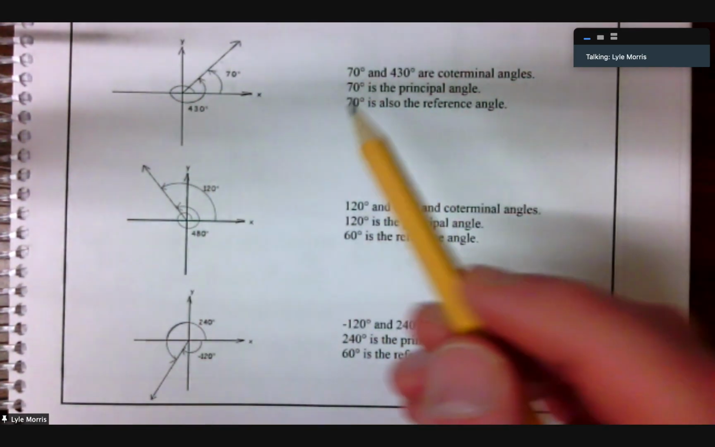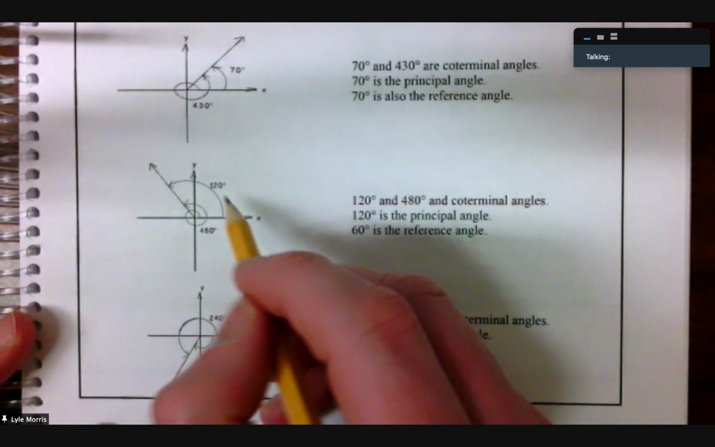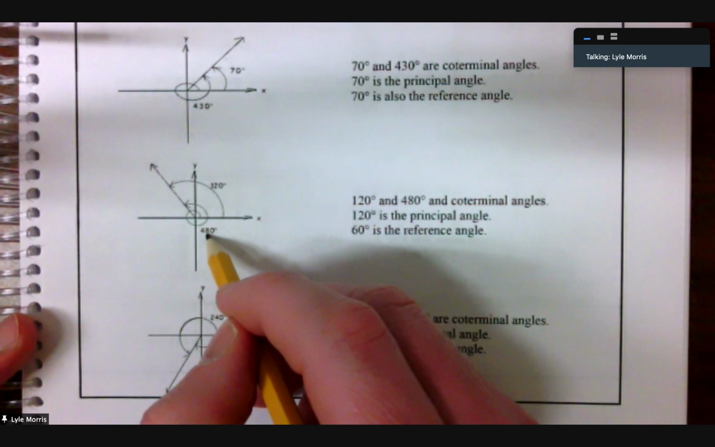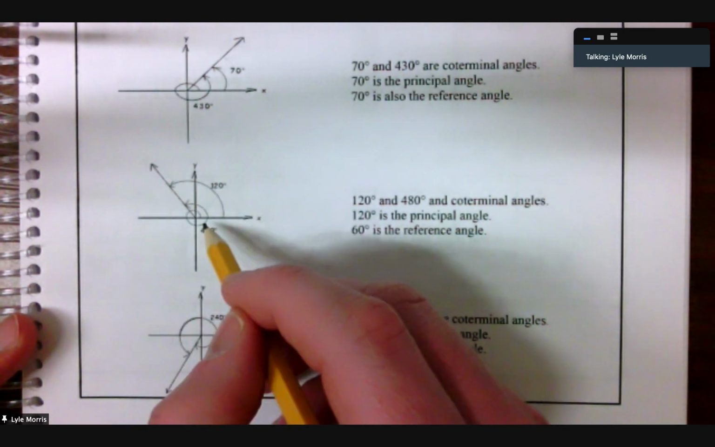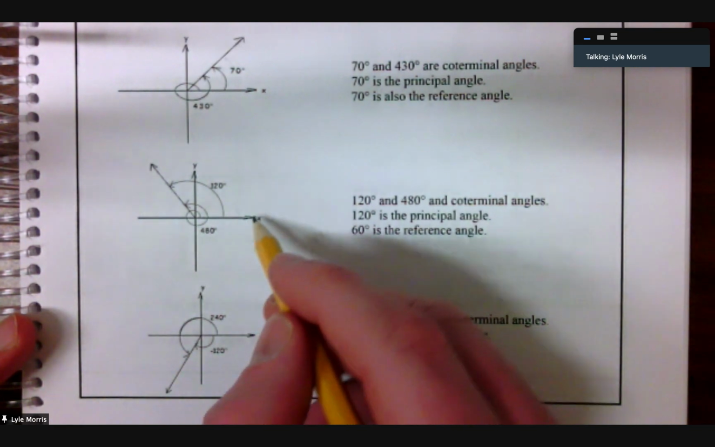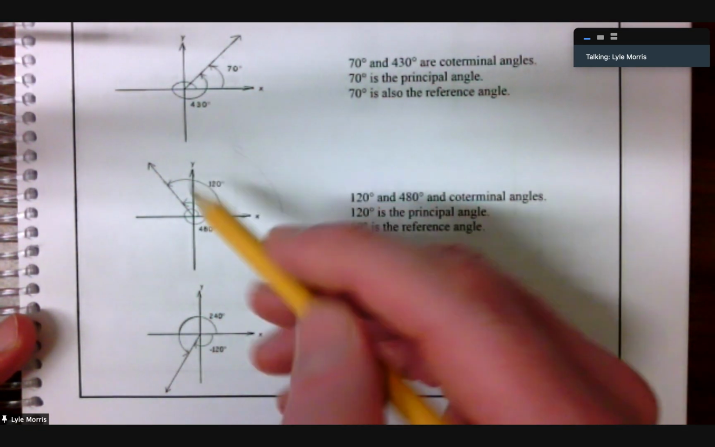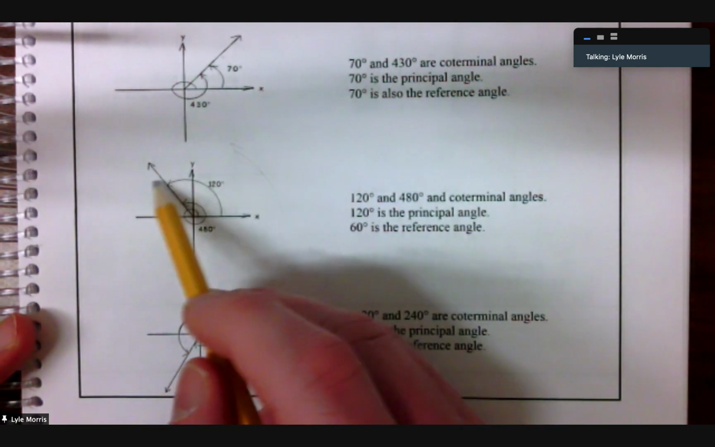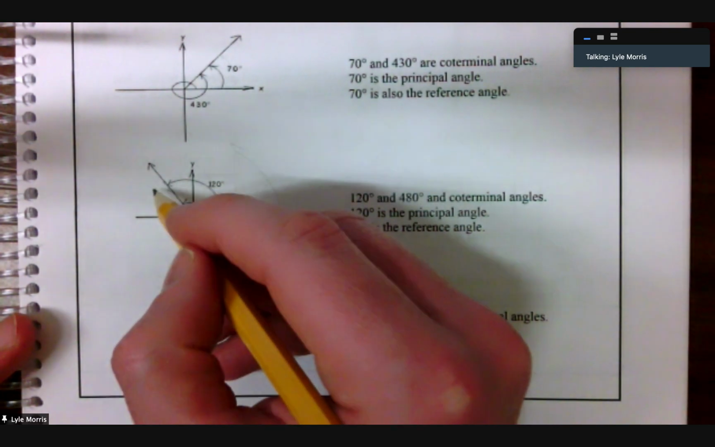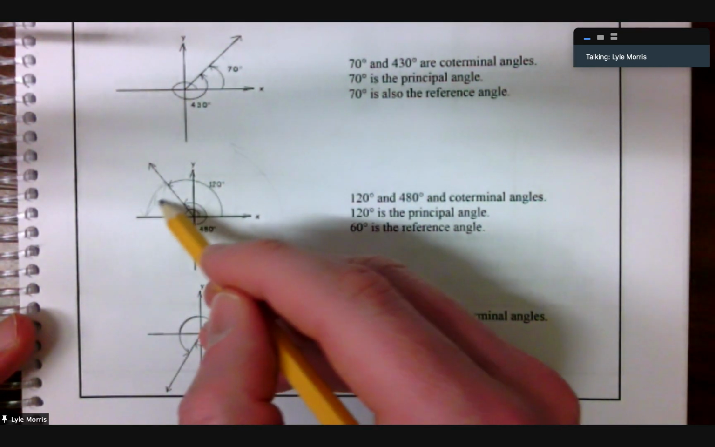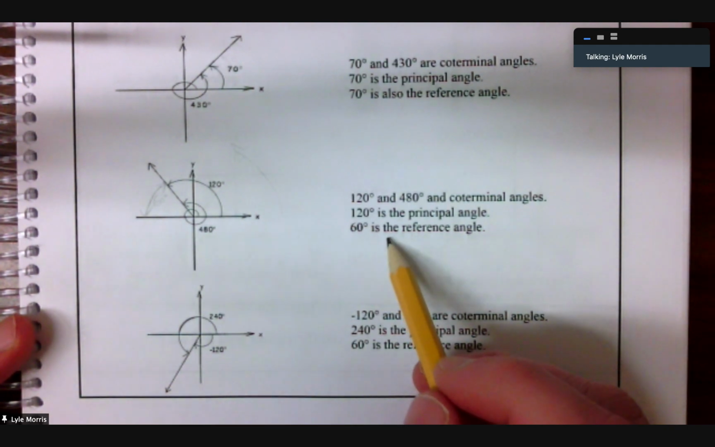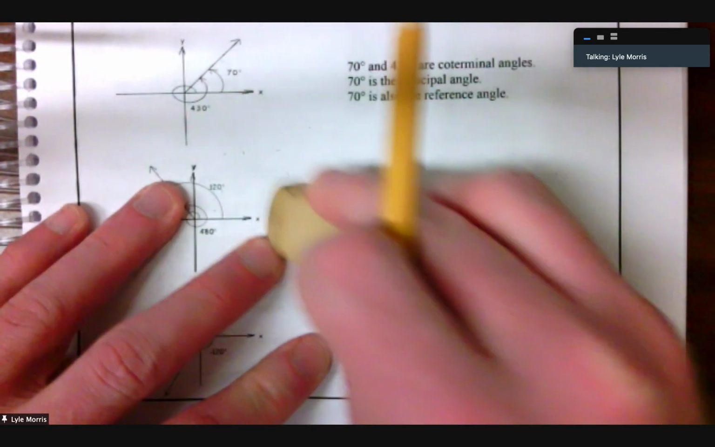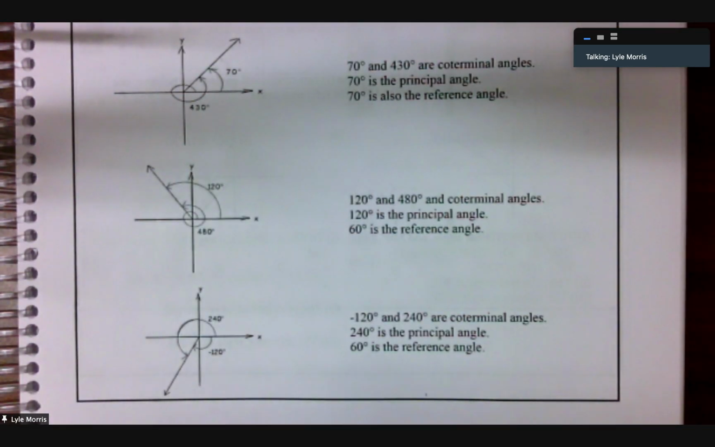I'm not going to ask if it makes sense just yet. I want to do a couple more, so you can see what the different ones look like. So 120 goes here. If we go all the way around and then to 120 again, that's 480 degrees. They're both positive because they're moving counterclockwise. They are coterminal because they end on the same spot. 120 is the principal angle because it is the smaller of the two. And then this space here is 60 degrees. That is the reference angle. The reference angle is the one that's closest to the x-axis. That's the one we need.